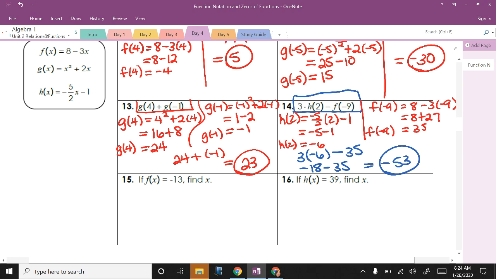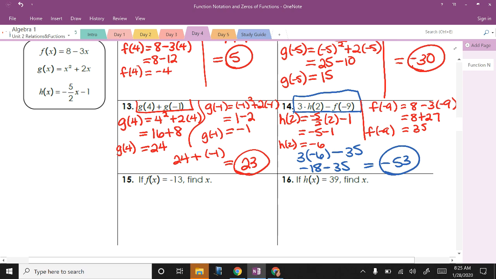You plug it in for where y would go. So you plug it into where f of x is. Does that make sense? So, yeah, so -13 is your solution. You're finding x, so you're working backwards.